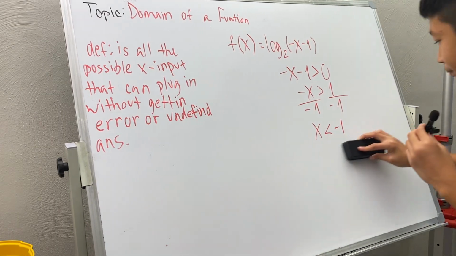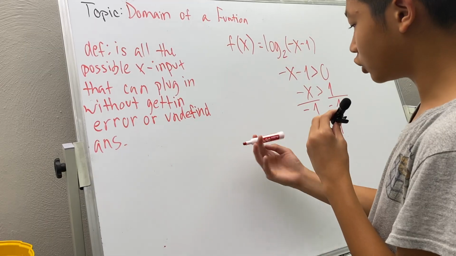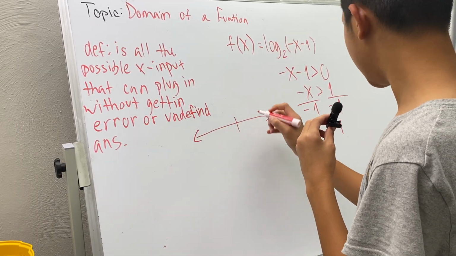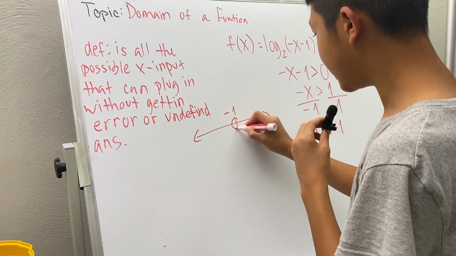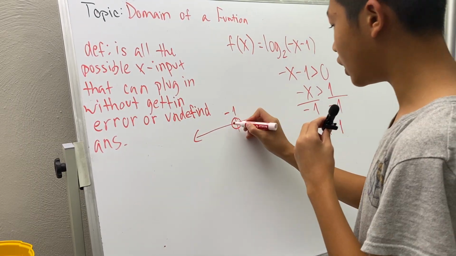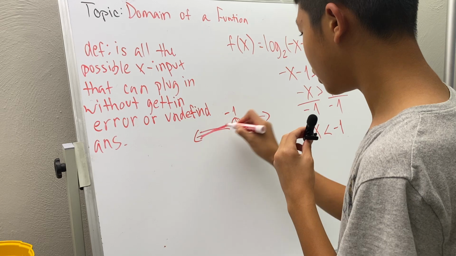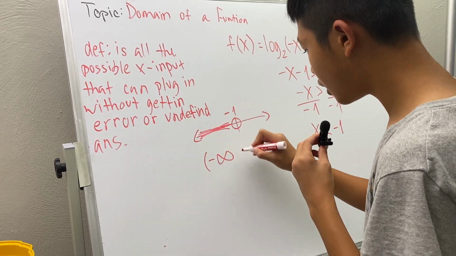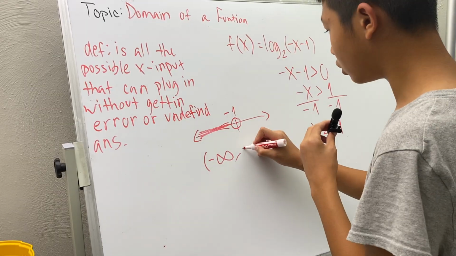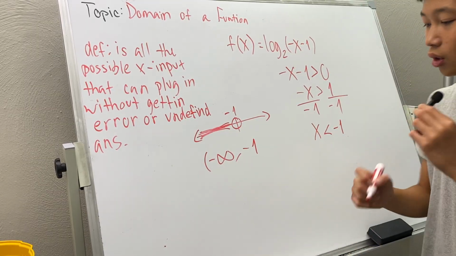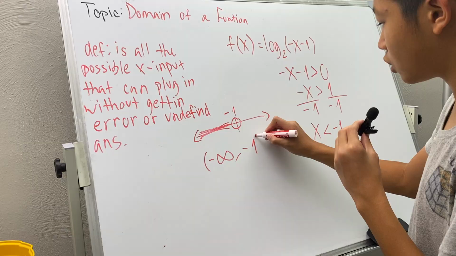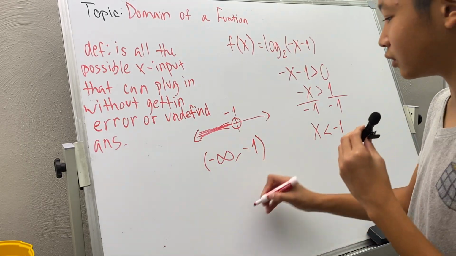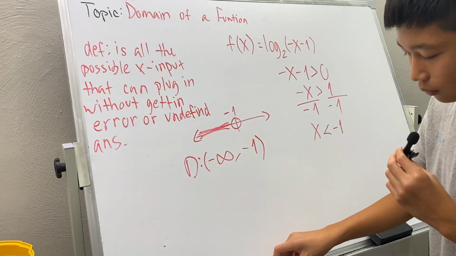So here we go. Let's draw on a number line. Here's our negative 1. It's not included, and it goes to the left. So it's negative infinity, comma, minus 1. Remember, we're not including negative 1, so it's a parentheses. That's it.